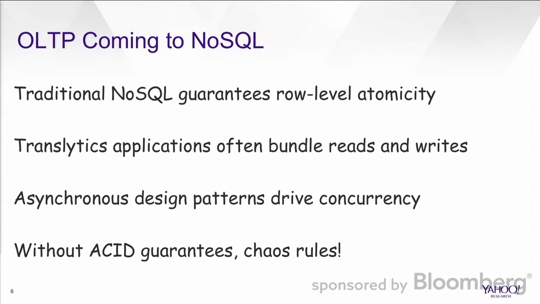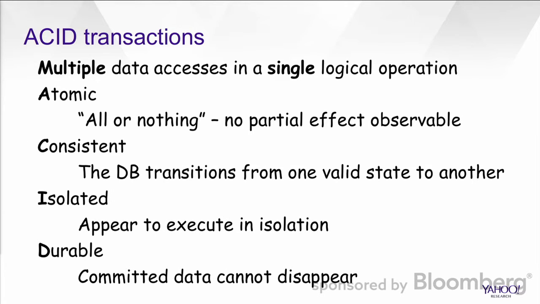And this is why we need ACID. ACID was defined in previous talks, but I'll define it as well. So what's ACID? Actually, it's the late Jim Gray's definition. Multiple data accesses in a single logical operation, which is atomic, which means that everything occurs or nothing occurs. Consistent means that the database switches from one valid state to a different valid state. Isolated means that it appears to execute in isolation. No one sees my changes until I successfully commit, and if I don't, no one sees anything. And durable means that once I commit, it cannot disappear.